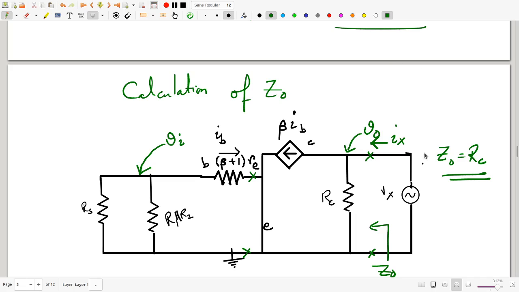Now, having said that, once again you see that the final result here, ZO, does not depend on RS. But let me emphasize once again, that's because of the extreme simplicity of the model we are using. If you use the full H parameter model, which you will do in an assignment, you will find that ZO will actually depend on RS.